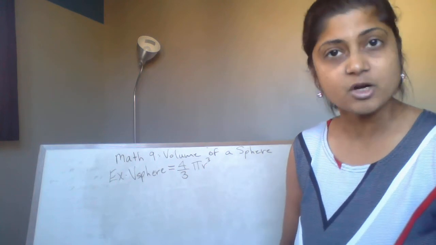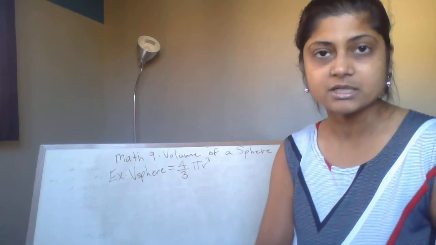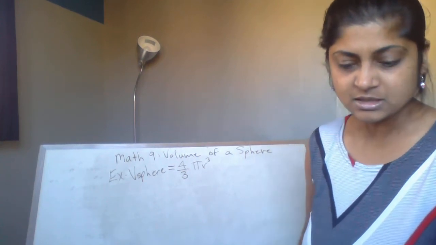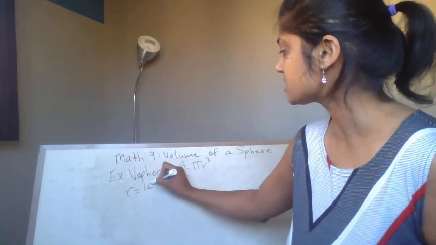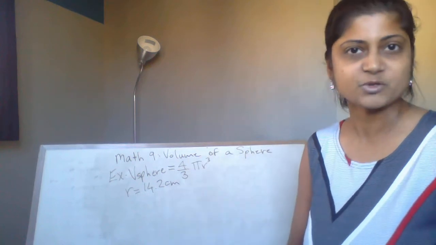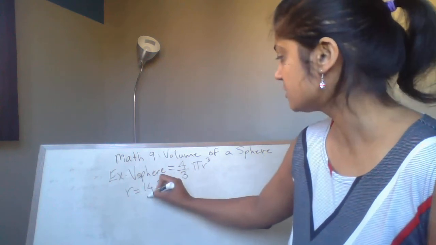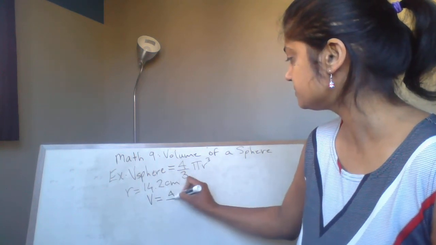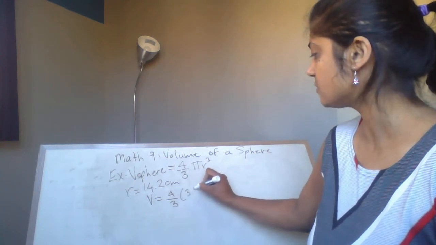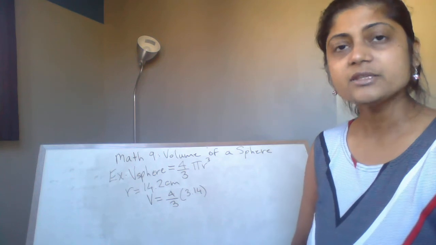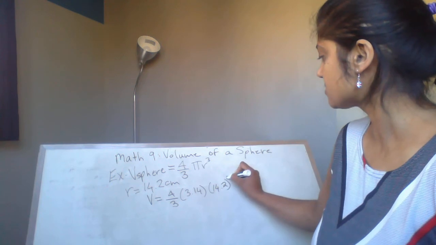It says calculate the volume of each sphere and round to the nearest cubic unit, which means I'm rounding to the nearest whole number. Over here I have the radius is given. The radius is 14.2 centimeters, and I'm just looking for the volume. So we're going to plug it into this formula. Again, for the value for pi, we're going to use 3.14, and the radius is 14.2 centimeters, and it's going to be cubed.